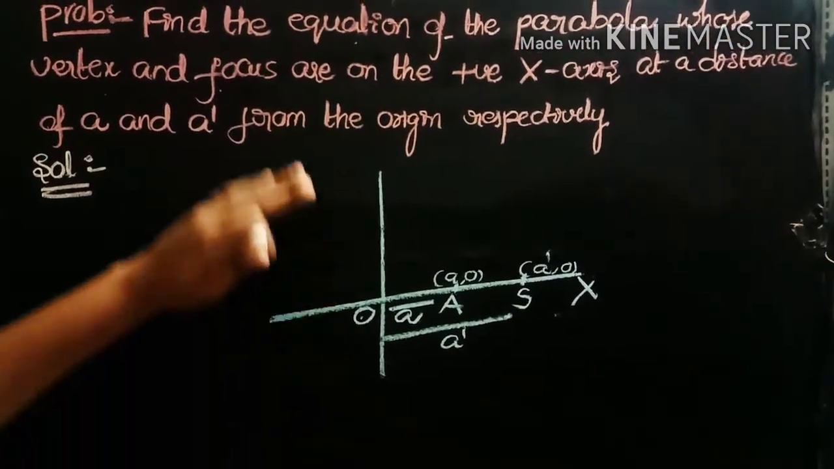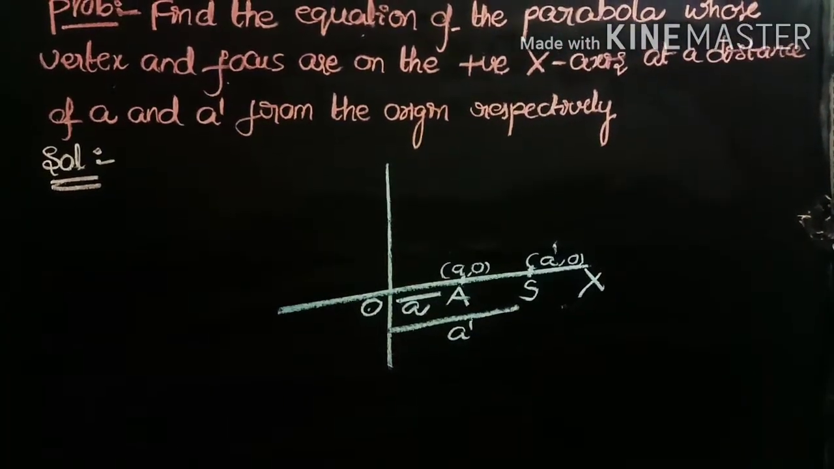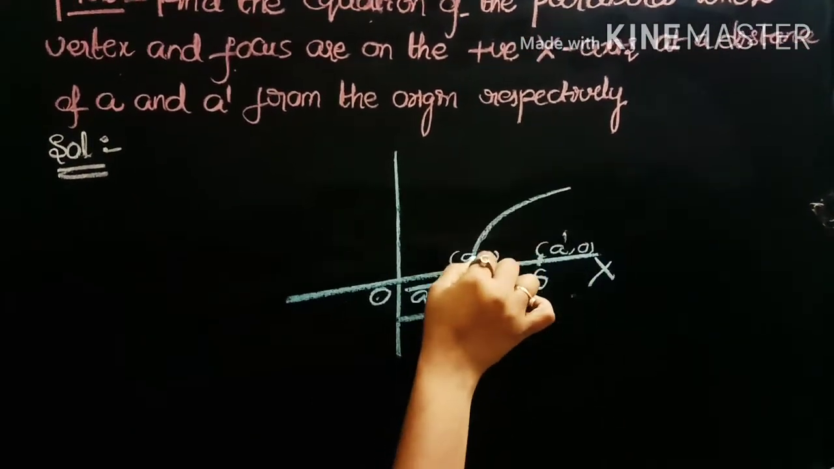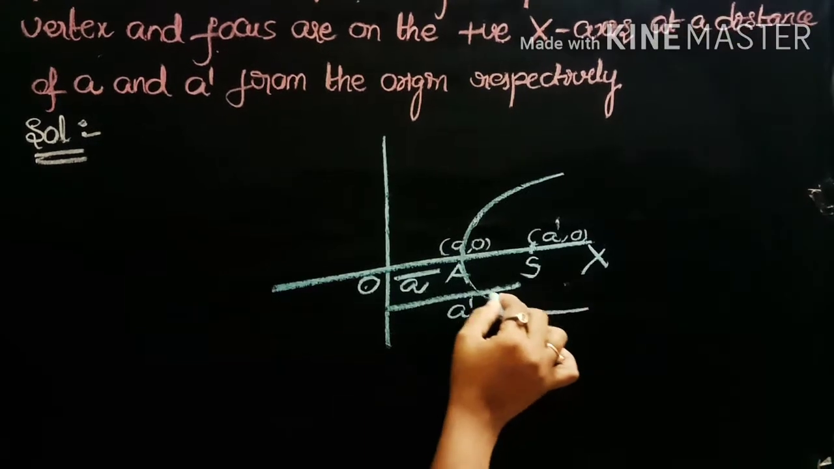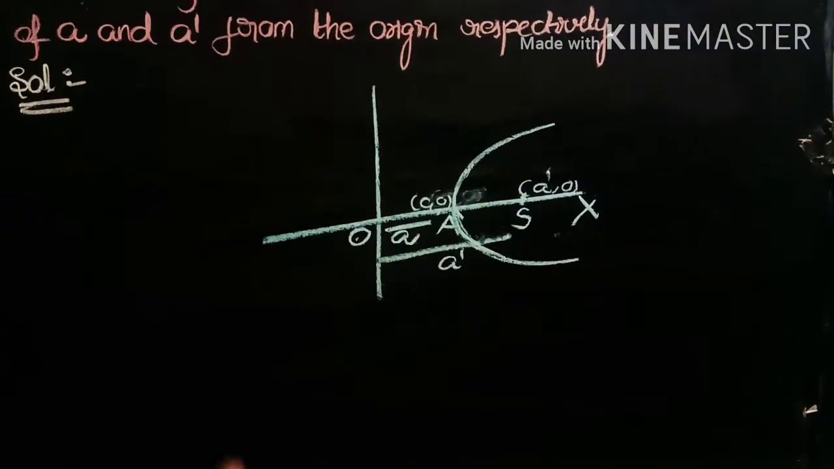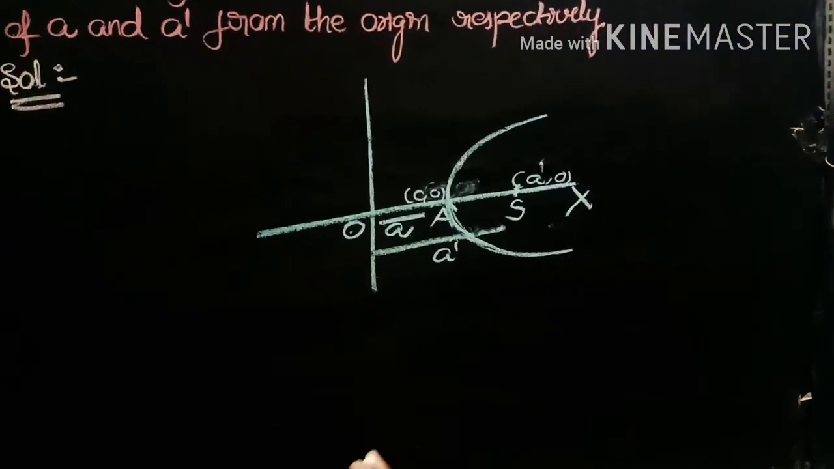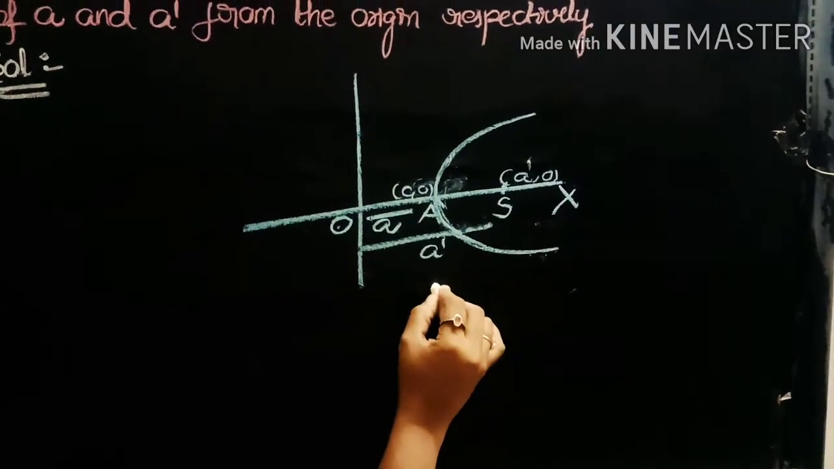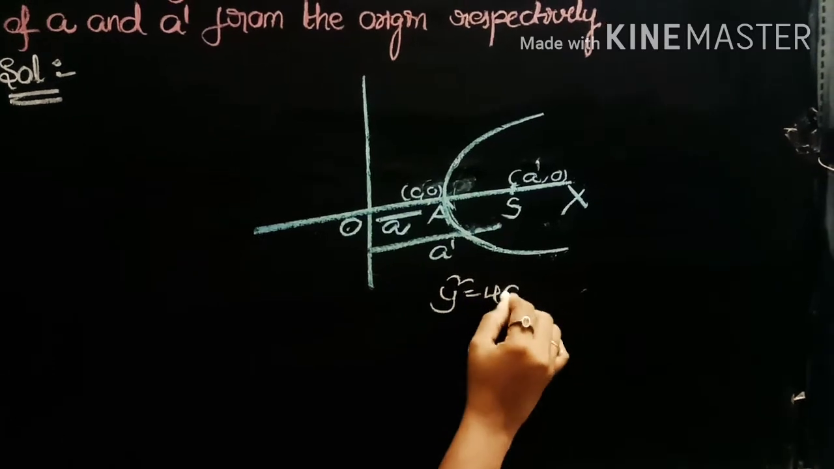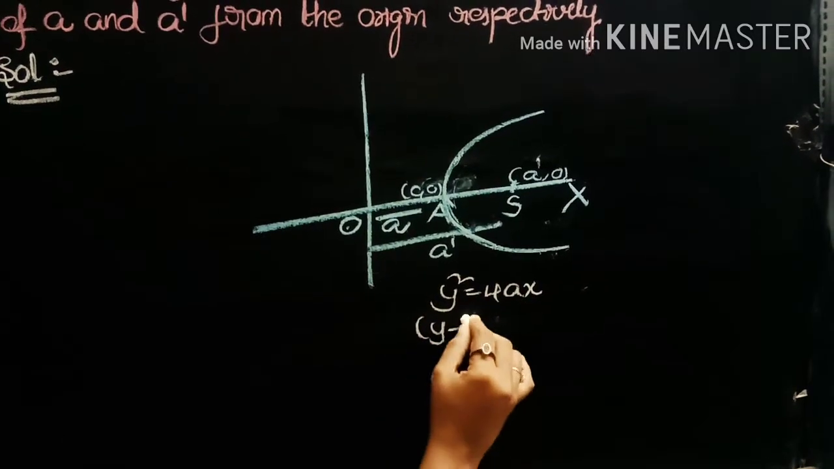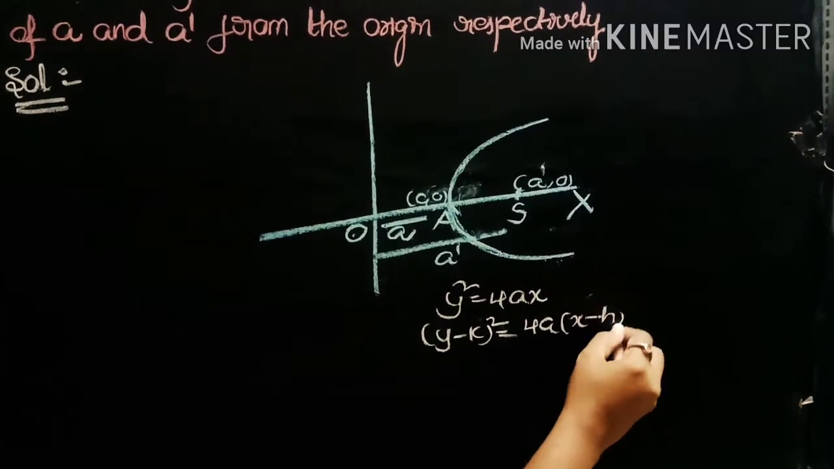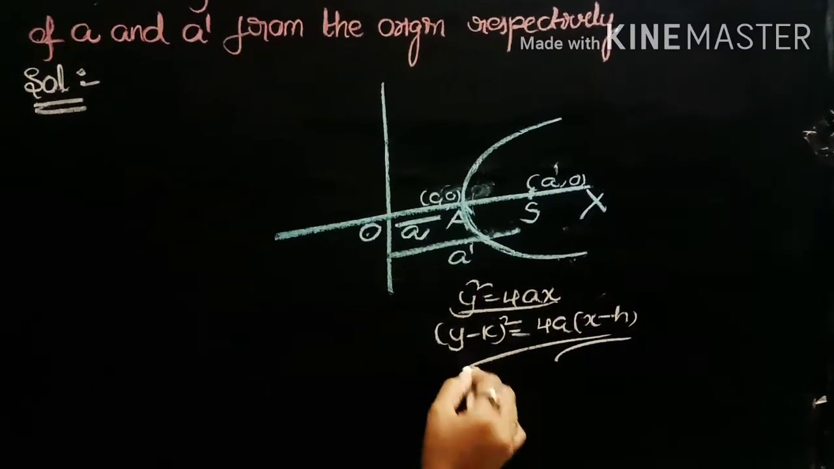Now what is the equation of the parabola? That is the given question. So here this is the vertex and this is the focus. Now clearly the shape of the parabola is like that. From the shape of the parabola we can say the equation of the parabola. Now the equation is either y square is equal to 4ax or (y minus k) whole square is equal to 4a into (x minus h). The equation of the parabola is either the first form or the second form.